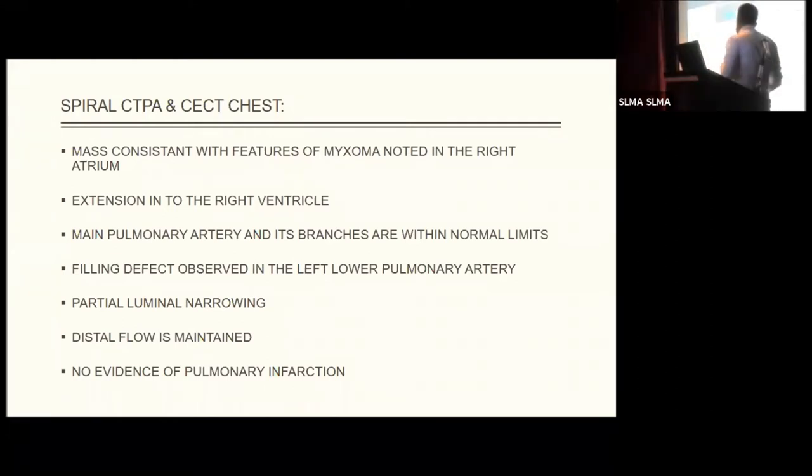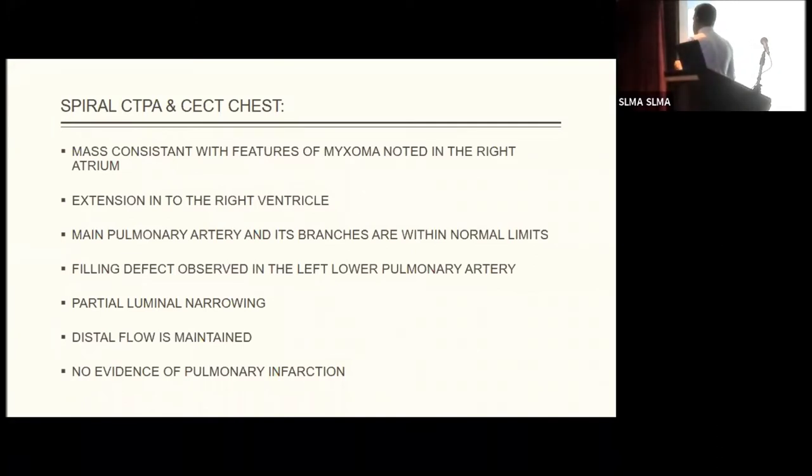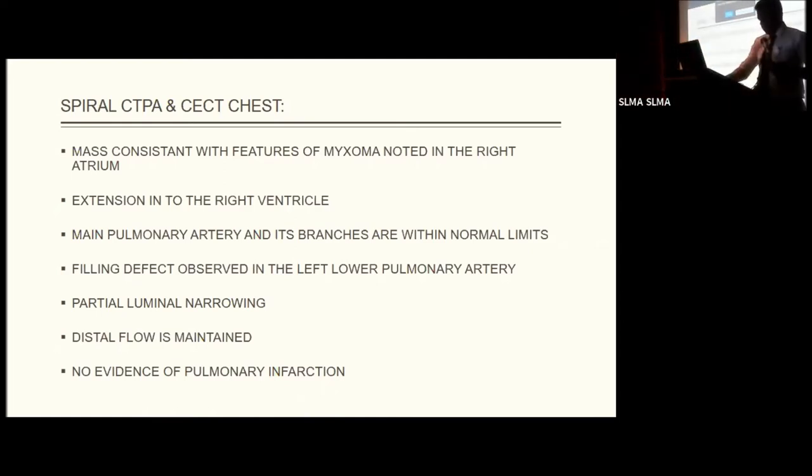Partial luminal narrowing, it's only partial. Distal flow is maintained, so it's not a big pulmonary embolism per se. But I would say the pulmonary embolism was the cause of his shortness of breath, because the mass occupying the large space inside the right ventricle probably contributed much more than the pulmonary embolism itself to his presentation or symptoms. Distal flow is maintained, no evidence of pulmonary infarction.